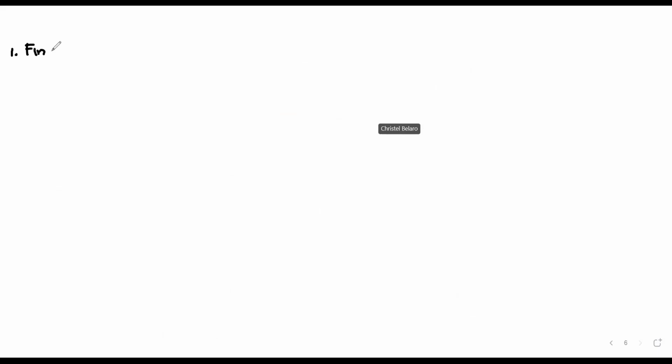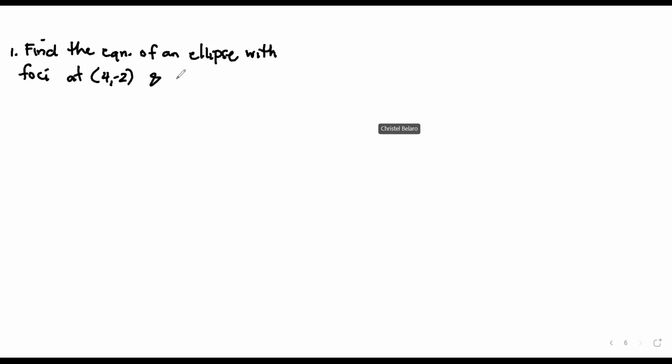Okay, so let's write. Find the equation of an ellipse with foci at (4, -2) and (10, -2) and a vertex at (12, -2).